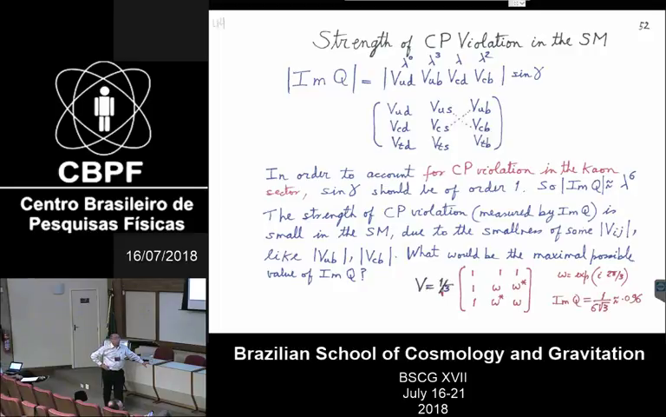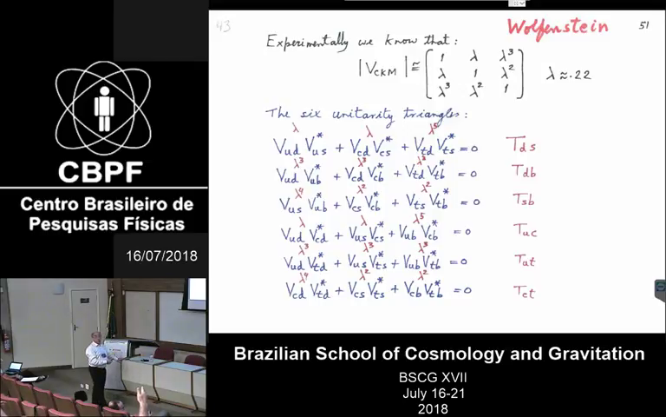Yes, can you go to the previous one? It's just about the CKM matrix. Is there any reason that you have this symmetry in the off-diagonal parameters? Between VCS, VCD, and VUS, you can see that it's the same parameter.